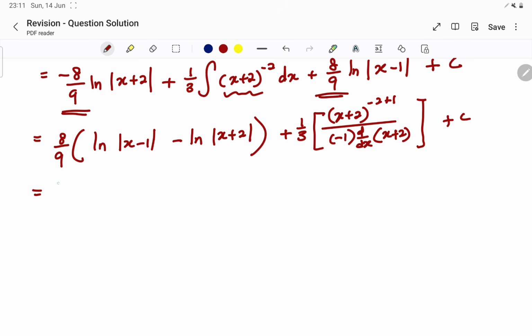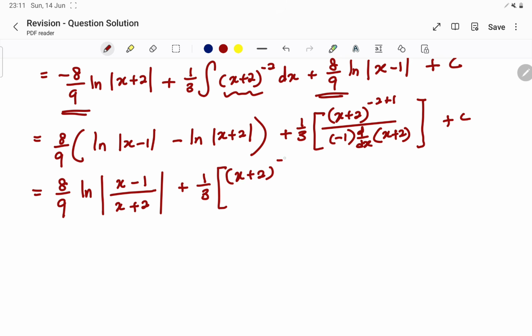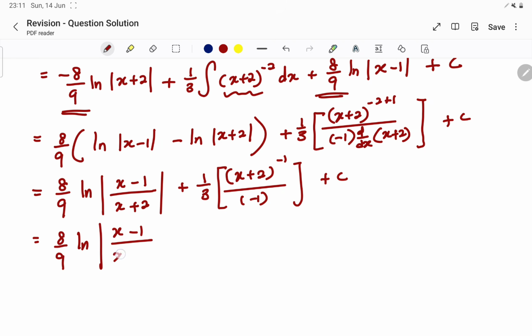Okay, so here you're gonna get 8 over 9. Then if you see both of them are ln and ln, which is a logarithm rule which can be applied here, and then in the middle we have minus. So by right, when we want to combine them, we can change it to x minus 1 divide with x plus 2. Okay, and then we have 1 over 3. Okay, and then here we have x plus 2 to the power of negative 1 divide with negative 1. And plus with c. So I'll make it nicer, the terms, so that it is neater.